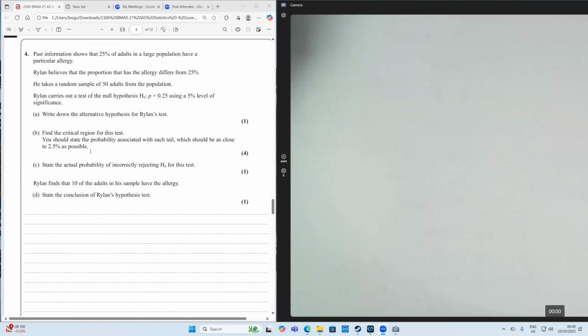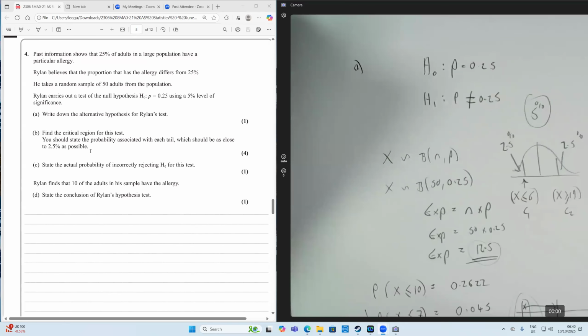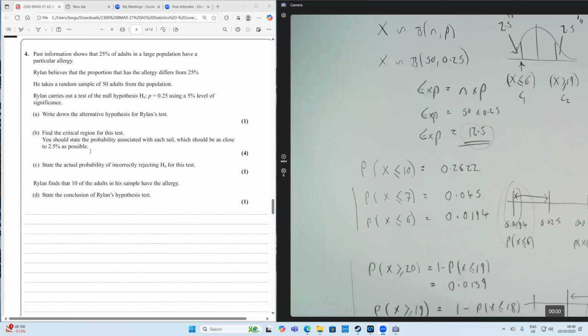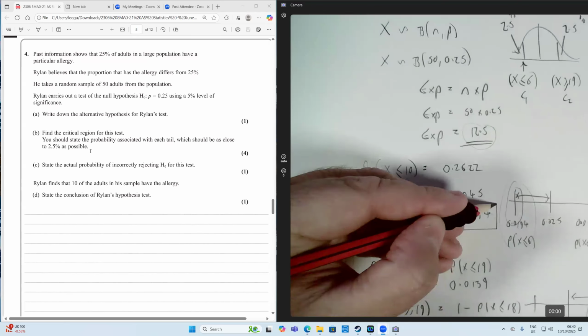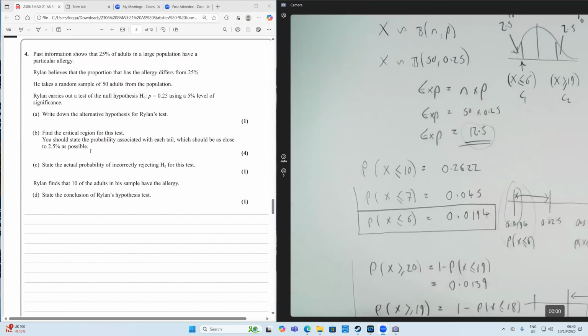So part C, and I like the wording of this. It says, state the actual probability of incorrectly rejecting H0 for this hypothesis test. Now, when they ask you for the actual probability, what you've got to do, when you've calculated two different probabilities, is add the probabilities from both of your critical regions together.